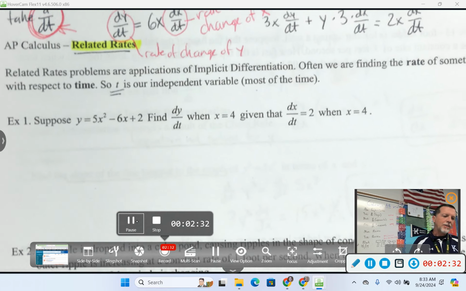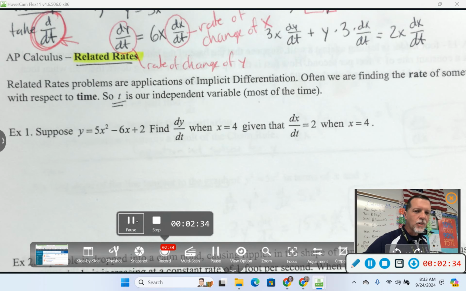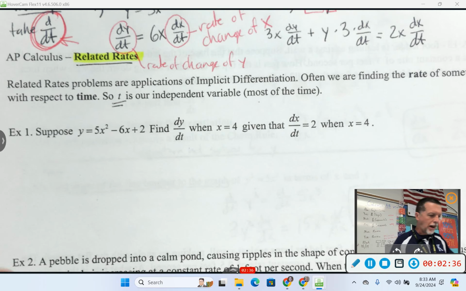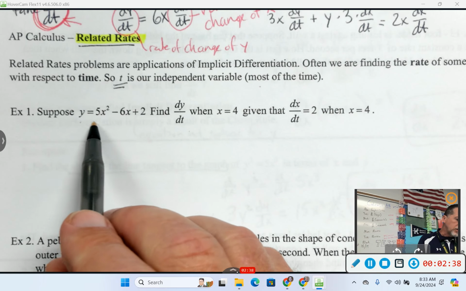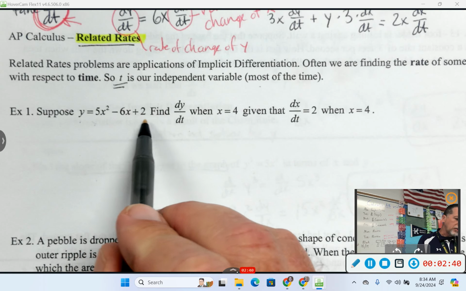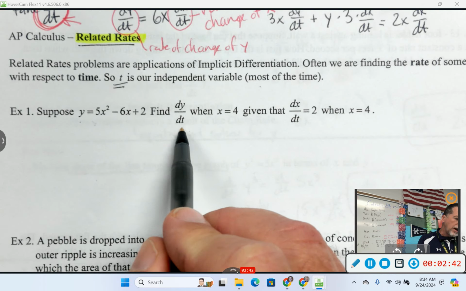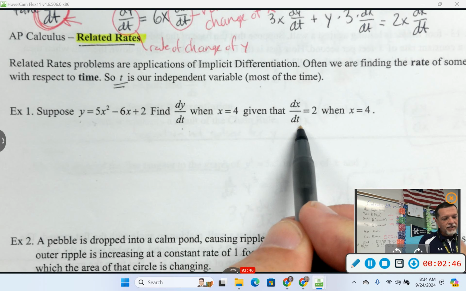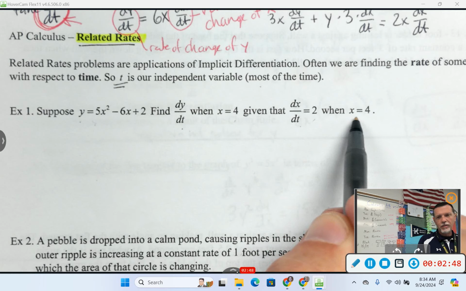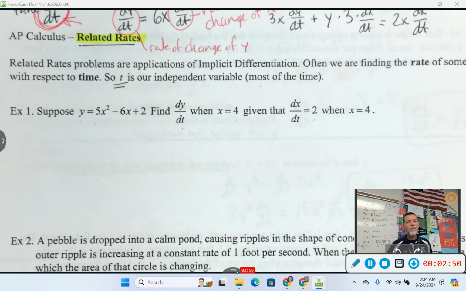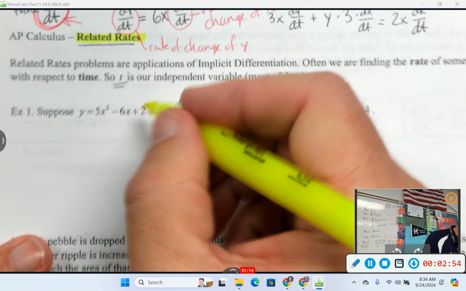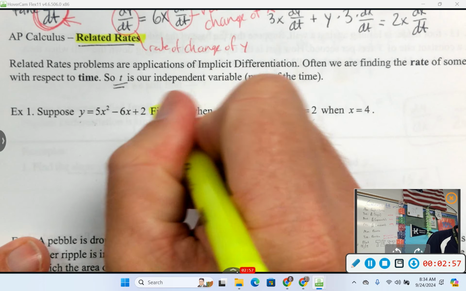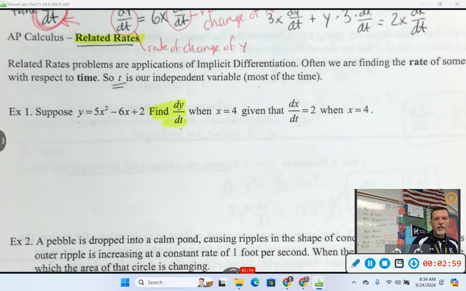Okay. Again, we've kind of done this, so I think we'll start off easy, I hope. Suppose y equals 5x squared minus 6x plus 2. Find dy dt when x equals 4, given that dx dt equals 2 when x equals 4. It's like, holy cow, that's a lot of information to get through. But let's start with find dy dt. Well, let's start there, and then we'll figure out the rest.